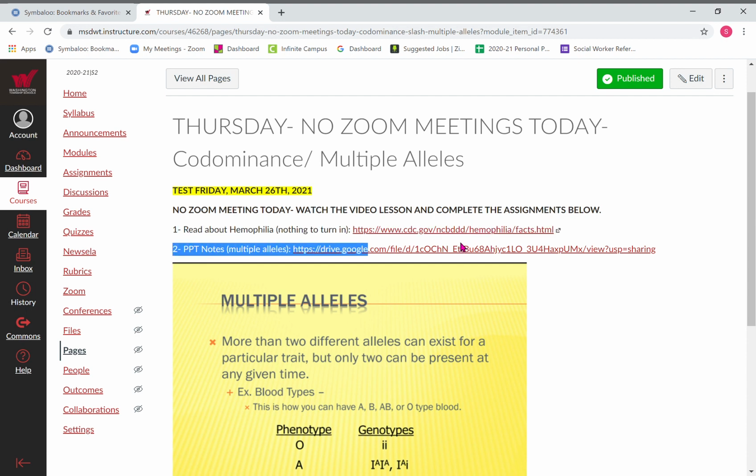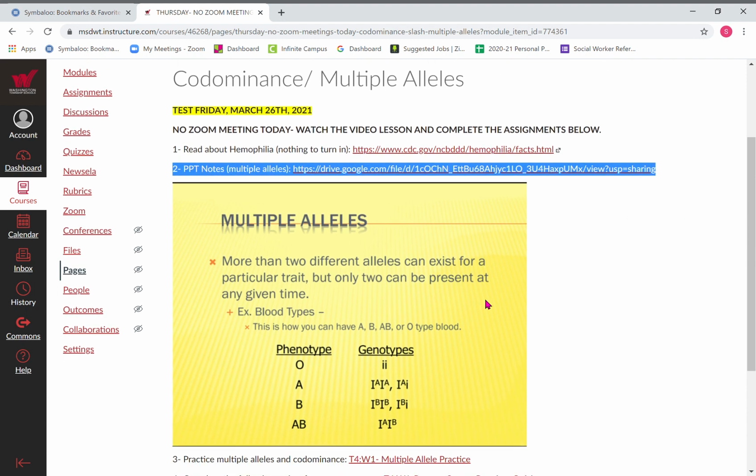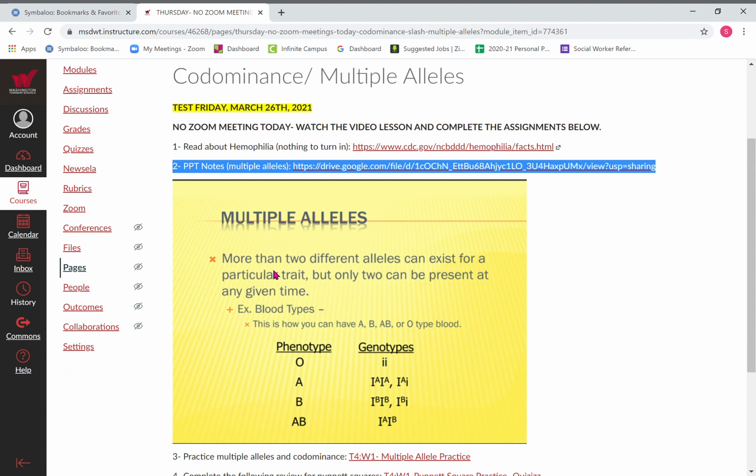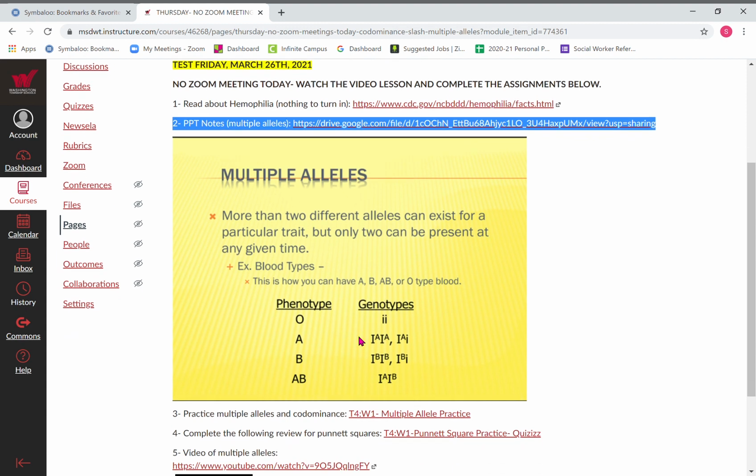The second thing here is a copy of the PowerPoint, which has all the slides that we've been talking about on it and a few more. Here is what we're talking about today as multiple alleles. So it's whenever you have more than 2 alleles present for a trait. So for example, blood typing.